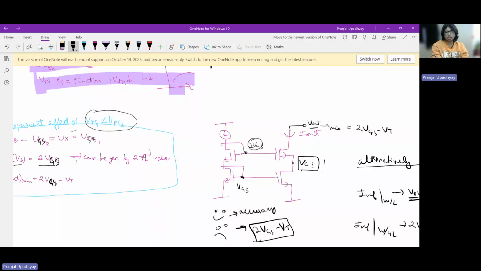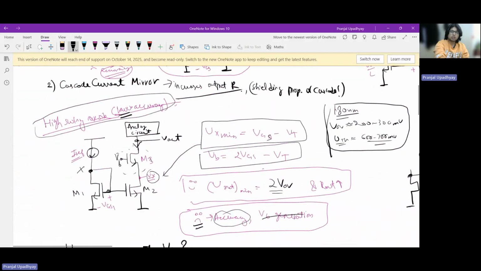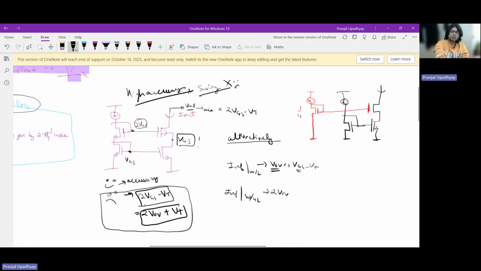Since you are generating twice the VGS, the drop required here is 2 VGS minus VT, and if you want to write it in something familiar, it is basically 2 V overdrive plus VT. As I discussed before, the 2 V overdrive is not a problem, but VT is quite a huge voltage in low node, which means that the swing of this guy is limited. So it's not a high swing cascode anymore. This configuration which we have drawn is high accuracy, but the swing is not high. The swing is poor, right?